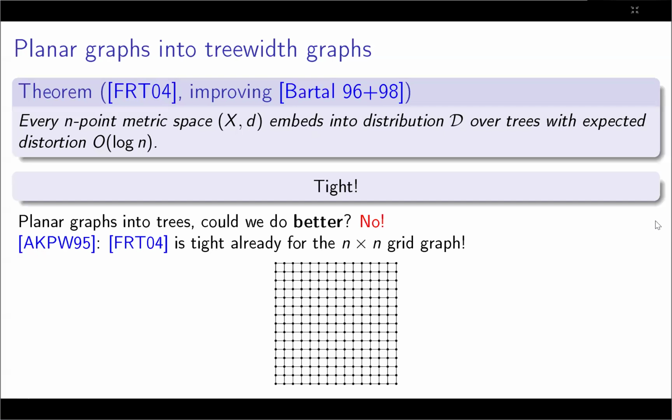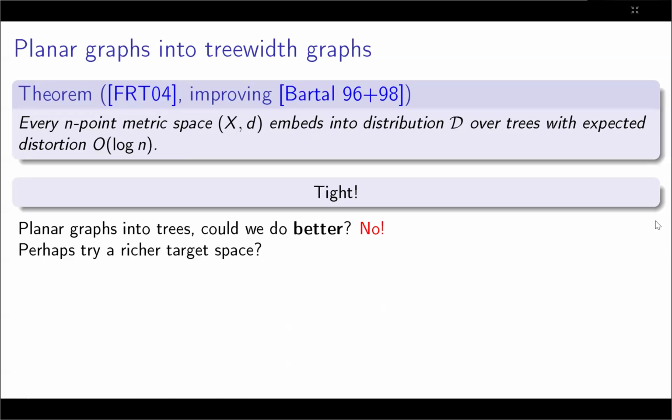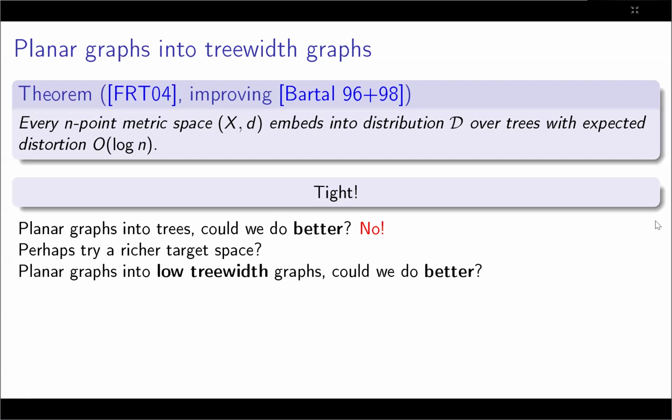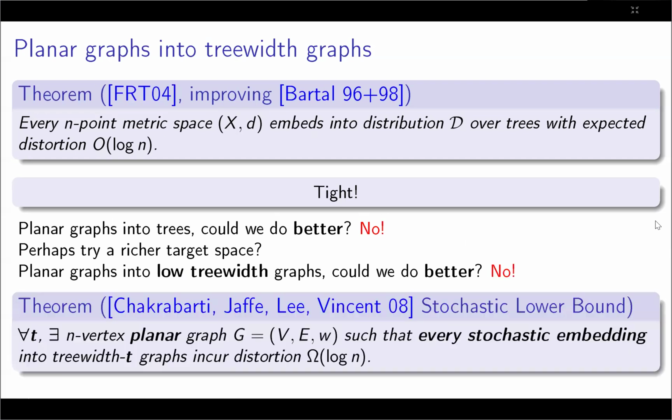Maybe a richer target space will help us. For example, instead of embedding into trees, I want some richer target space. One example could be this: if I want to embed my planar graph into some constant tree width graph, could you do better than log n? And the answer is still no.